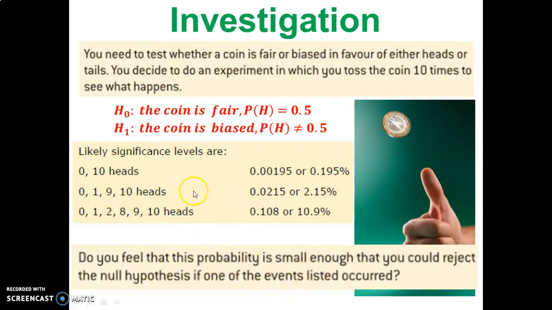Like the one we chose was the middle one. Do you think 2% chance of something happening is enough to say, well, if that happens, then the coin must not be fair? Do you think that's good?